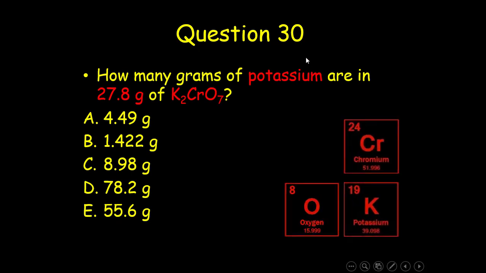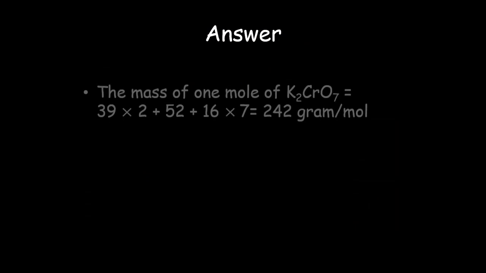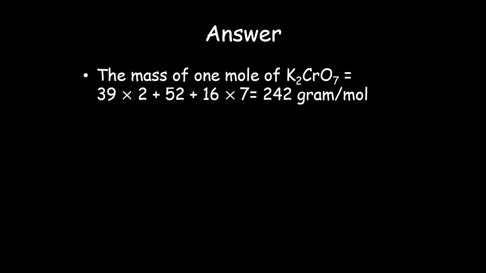Question 30. How many grams of potassium are in 27.8 grams of K2CrO7? 4.49 grams, 1.422 grams, 8.98 grams, 78.2 grams, 55.6 grams. Try to solve that question. This is going to be easy. We need to find the molar mass of the compound. 39 times 2 plus 52 plus 16 times 7 equals 242 grams per mole.